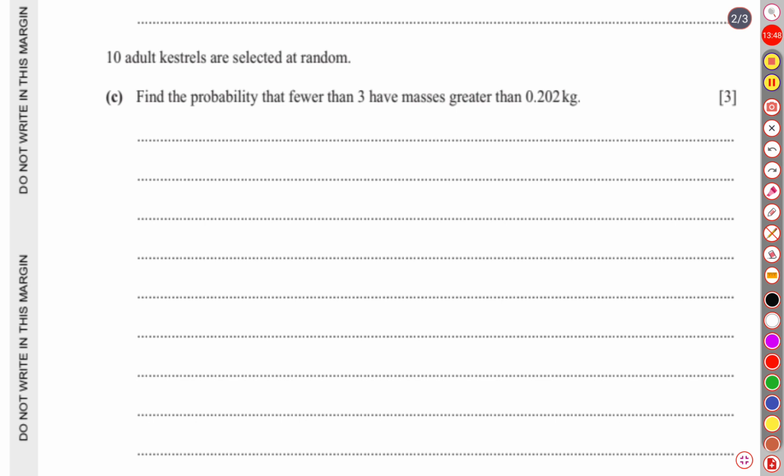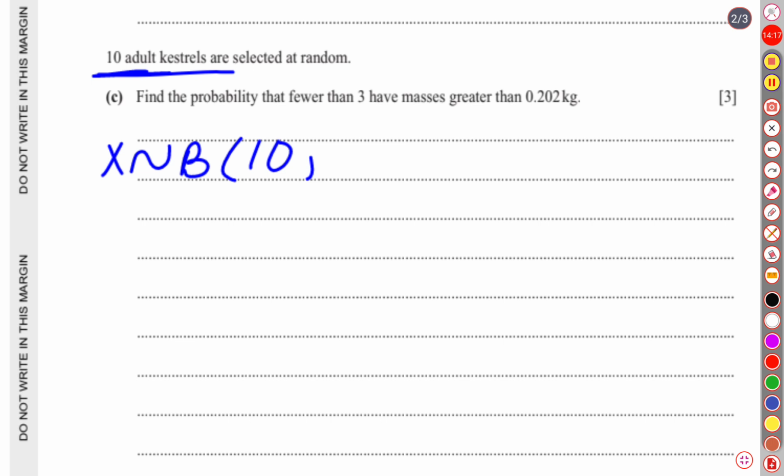If the number of total experiments and the individual probability are given, then that distribution belongs to the binomial distribution. Here 10 adult kestrels have been selected, so this is a binomial distribution. Let us start writing with the binomial distribution. The parameters of the binomial distribution are the total number of experiments, which is 10, and the other one is the individual probability.